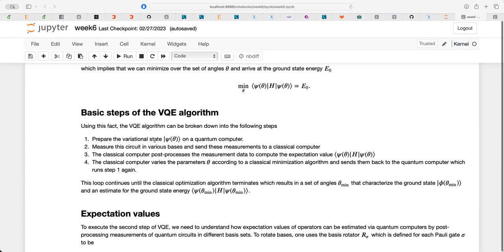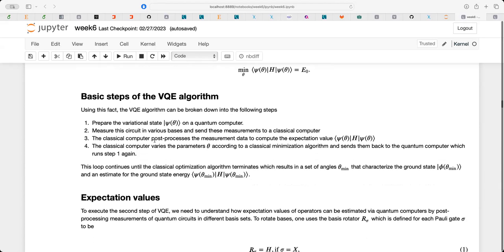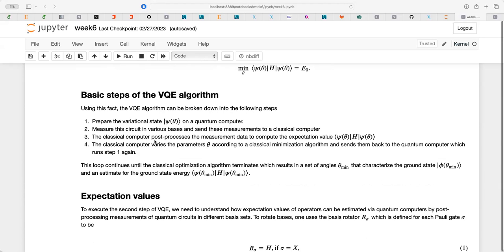So for those of you who are familiar with variational methods like variational Monte Carlo methods, I know that some of you are studying that this semester. This is essentially just a variant of that, except that now we are performing all the operations on the states with various quantum gates.